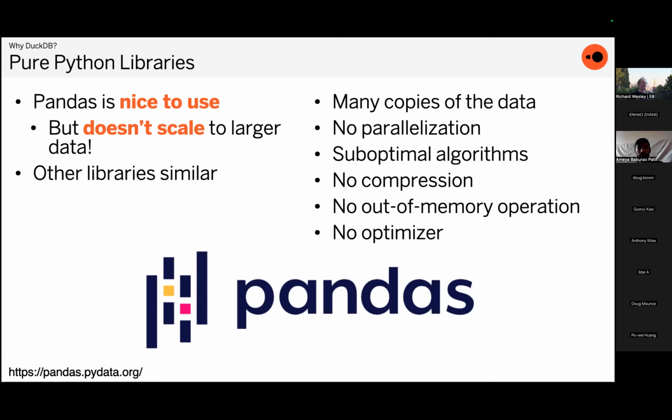A lot of the algorithms inside of pandas are not the kinds of things that we in the database community have been working on for 50 years. There's very little compression. They really don't do out of memory operation. So you're limited to how much data you can process. And they don't have an optimizer. If you do a series of steps in pandas, it doesn't look at it and say, well, actually, you should move this filter over here. That's a problem.